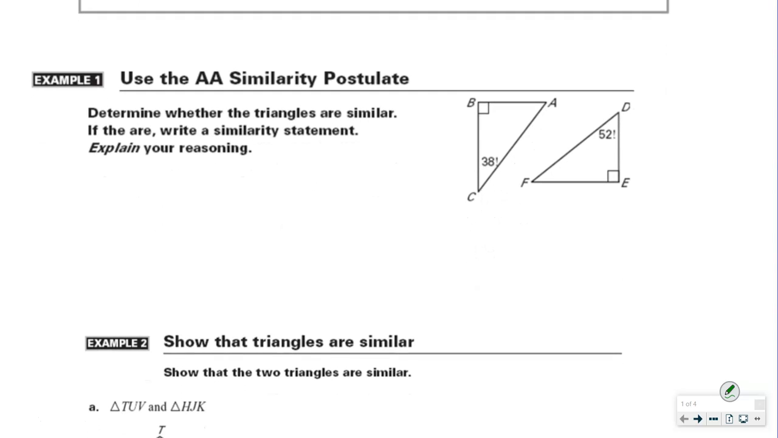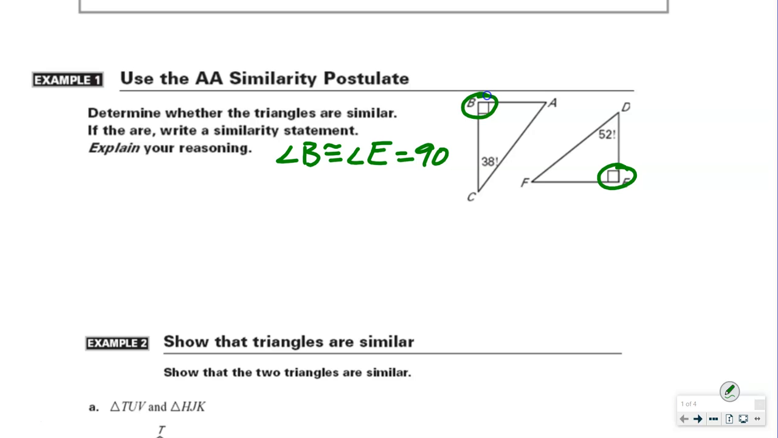So using this example, we want to use the AA similarity postulate to determine whether the triangles are similar. If they are, we'll write a similarity statement and explain our reasoning. Remember, to prove them similar, we need to prove two sets of angles congruent. We have one set: B and E are both right angles, so we know they're both 90 degrees. Angle B is congruent to angle E. That's one of them. They all equal 90.